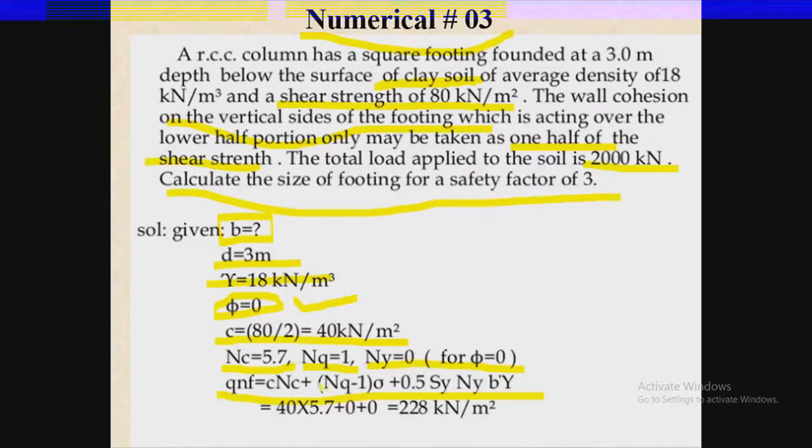So this second factor has been gone. In the third factor, again the value of N gamma is 0, so the third factor has also been gone. So in this case the contribution will be only due to the first term of the bearing capacity equation, which is CNC. Solving this CNC, we will get the value of the net ultimate bearing capacity as 228 kilonewton per meter square.